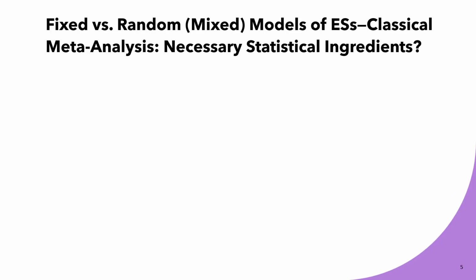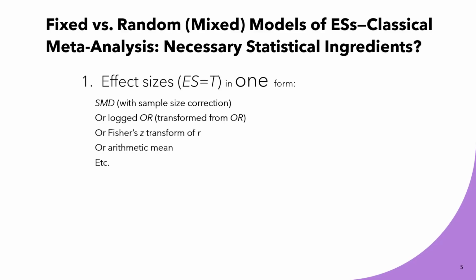Now let's get into the classical meta-analysis side of things, and these are going to be simple models of effect sizes. Mostly we're just looking at mean effect sizes here. What are the necessary statistical ingredients? Well, you're going to need an effect size in one form. Often in these analyses, when statisticians talk about effect sizes, usually we start talking about T as a generic form of effect size. But in fact, you're going to need one form of them only.